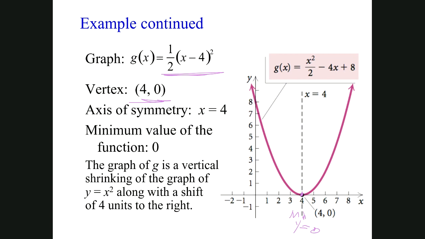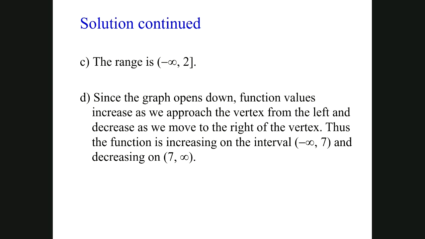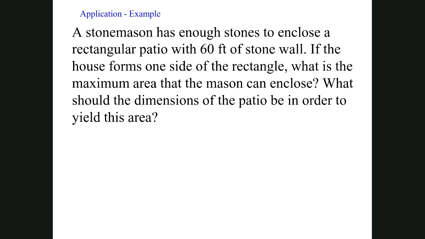Okay, when we use this, we're going to look at one of the applications. This is a very famous question, usually on the test as well. It says a stone mason has enough stone to enclose a rectangular patio with 60 feet of stone wall. If the house forms one side of the rectangle, what is the maximum area that the mason can enclose? And what should the dimensions of the patio be in order to yield this area?